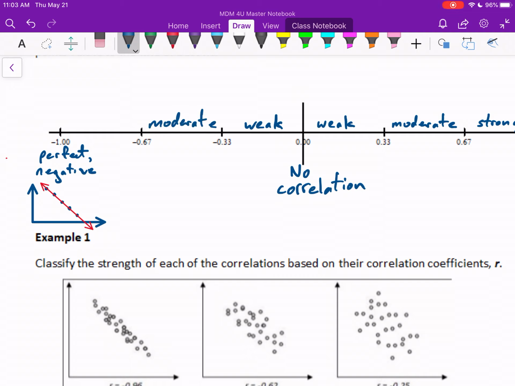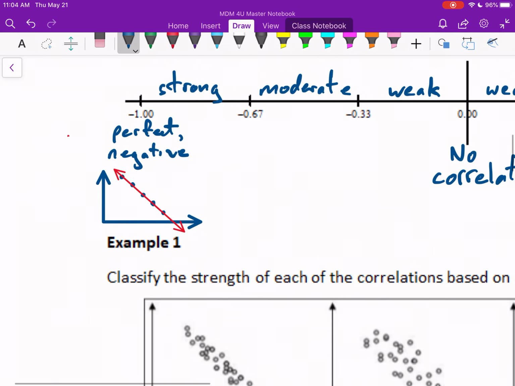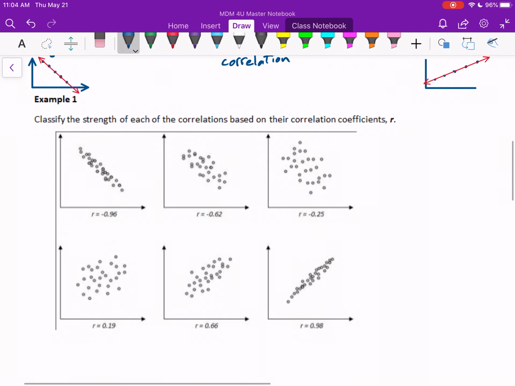Another way we can talk about this is we could call this a direct relationship. We could call this an inverse relation, whereas in this case, as one value goes up, the other one's going down. But still, everything's linear. Okay, so that's the idea of R value.